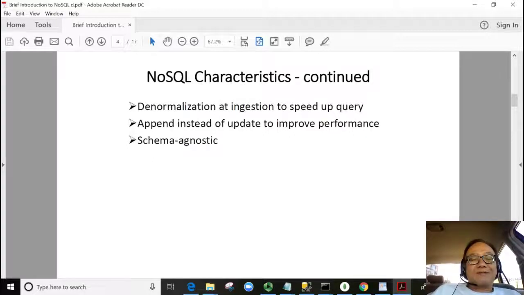NoSQL tends to have redundant data for improving the read operations. The redundant data will speed up the query performance. Generally speaking, NoSQL databases are schema agnostic.